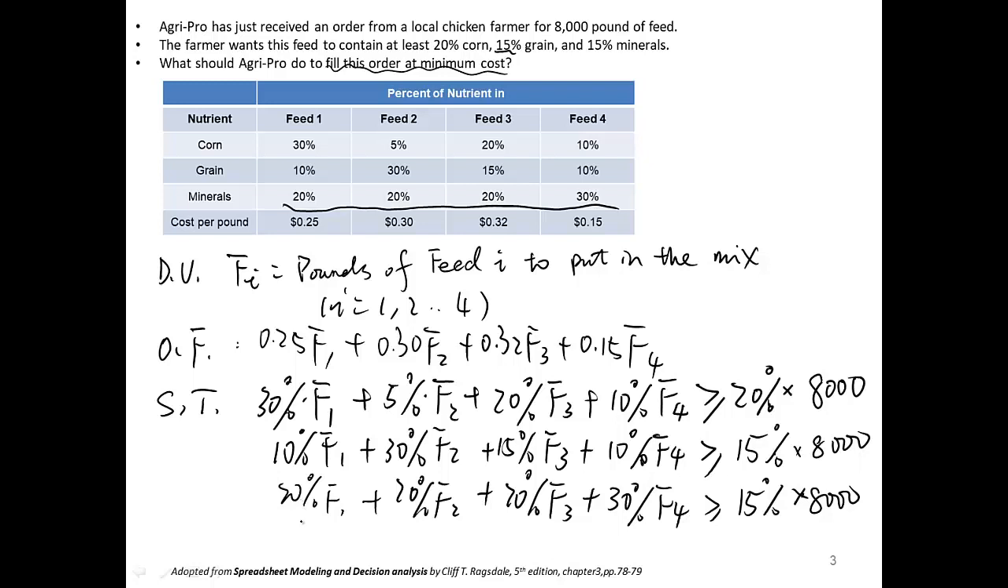Non-negativity. Okay, non-negativity. Fi is greater than or equal to 0, for 1, 2, 3, 4. Do you need the non-negativity constraints for this one? What do you think? No, because they're already bounded. They have to be greater than already. Okay, what do you guys think?